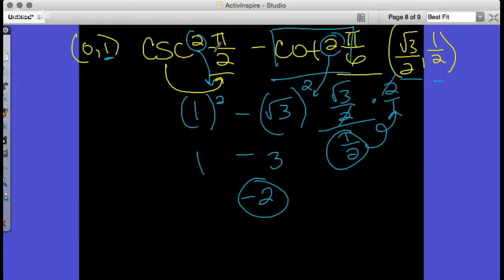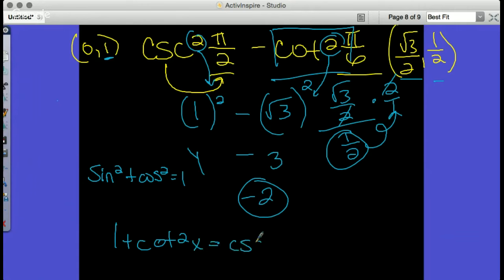Now, let's talk over this real quick. Does anyone have that identity again? The Pythagorean identity? They come from that, but these are identities like sine squared plus cosine squared equals 1. Ian, could you tell me, do cosecant and cotangent go together? They do, right? It's 1 plus cotangent squared x equals cosecant squared x. So you subtract the cotangent squared x.